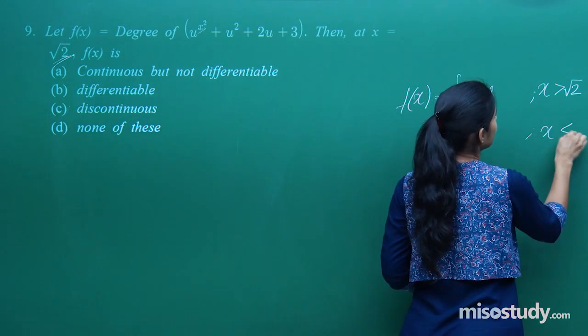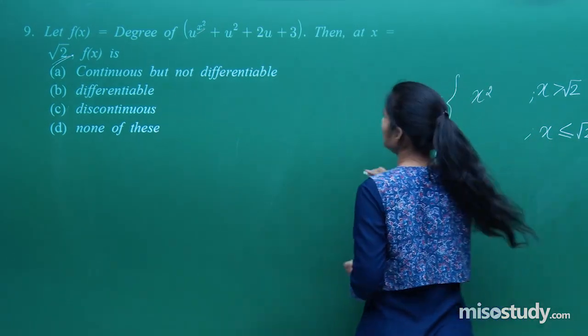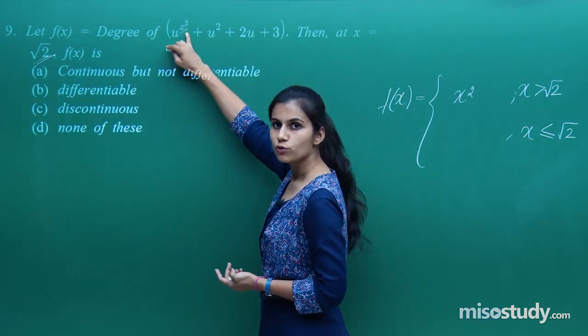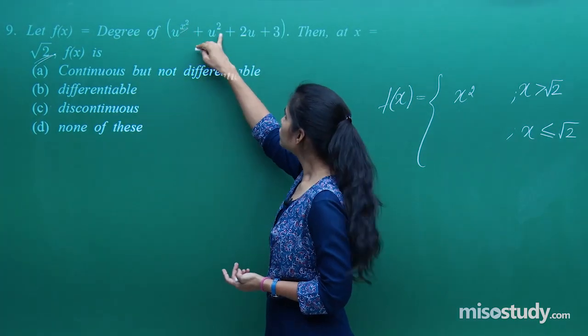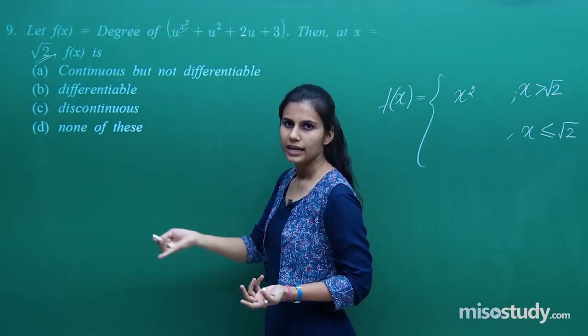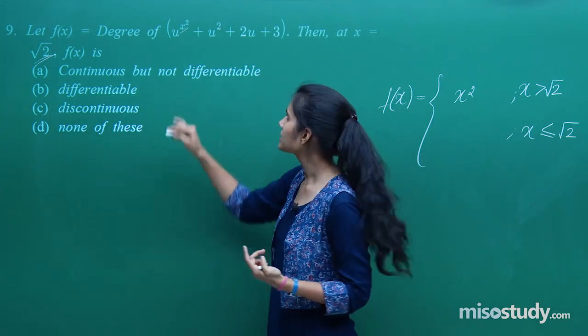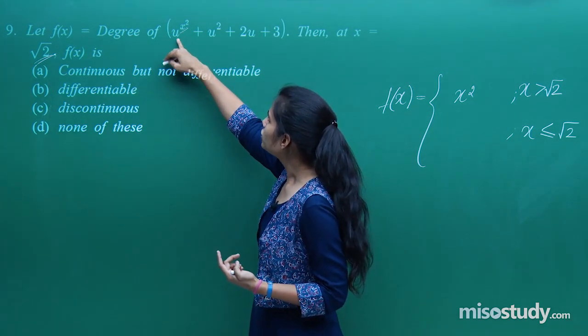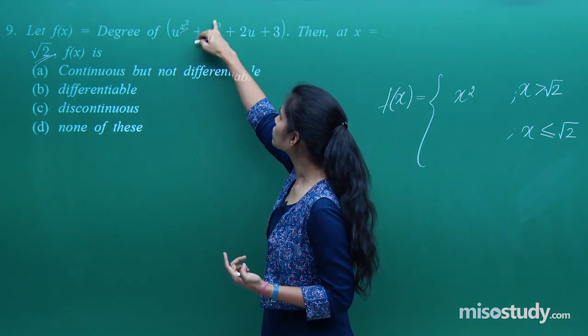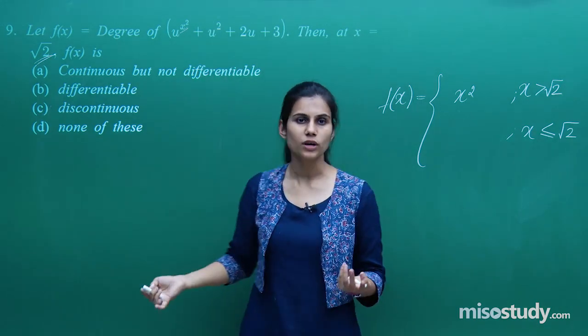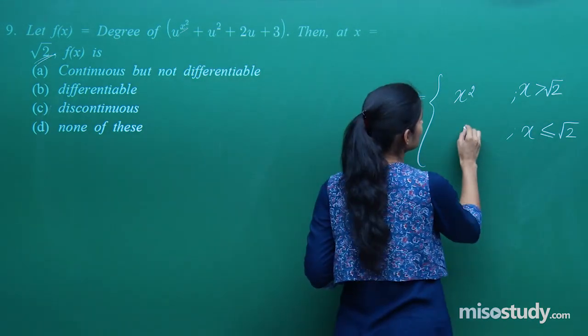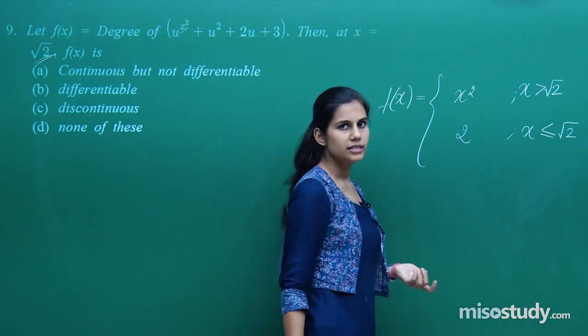And whenever x is less than or equal to root 2, suppose you take x equal to root 2, whole square is 2. Here also it is 2, degree is 2. In fact, anything less than root 2, suppose you take x equals 1, you get u to the power 1 plus u to the power 2. So now this is the largest, so degree is 2. So basically whenever x is less than or equal to root 2, I get 2 as f of x.